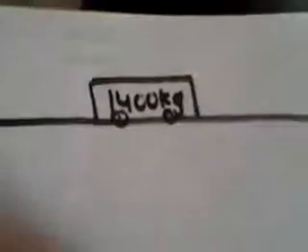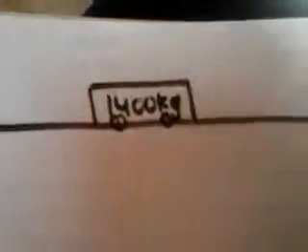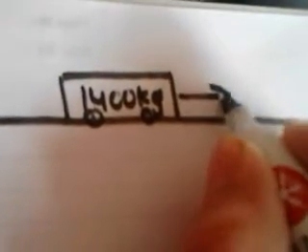Okay, it says a car of mass 1400 kilograms moves on a horizontal straight road. So here's a straight horizontal road and a car of mass 1400 kilograms moves on it. Let's say that the car moves in this direction.